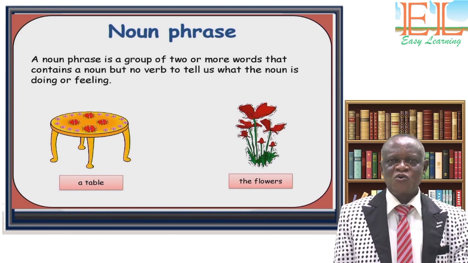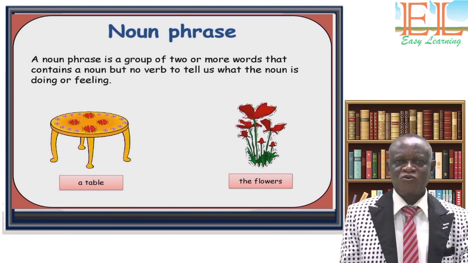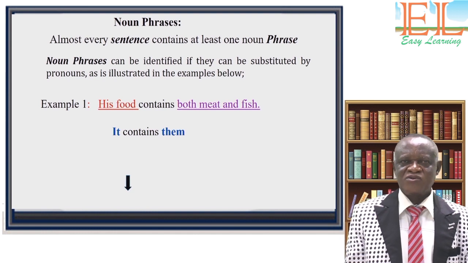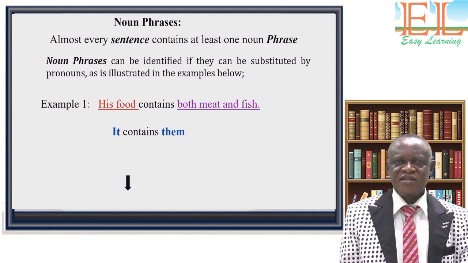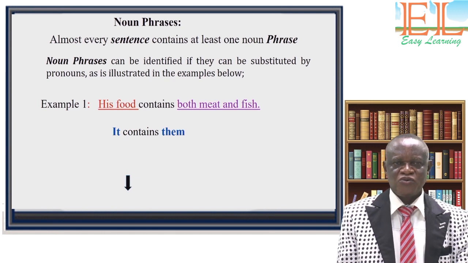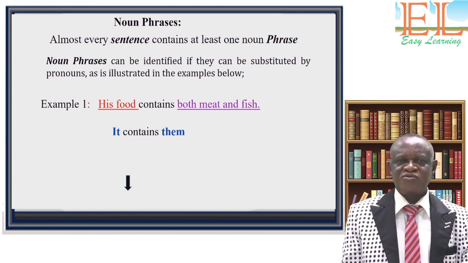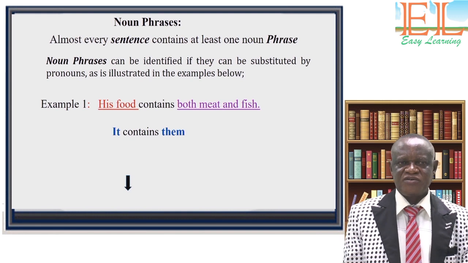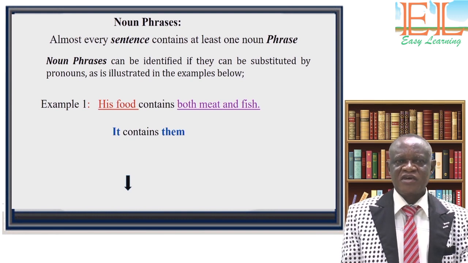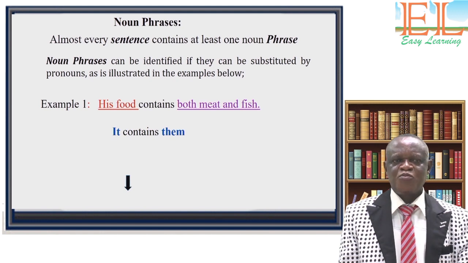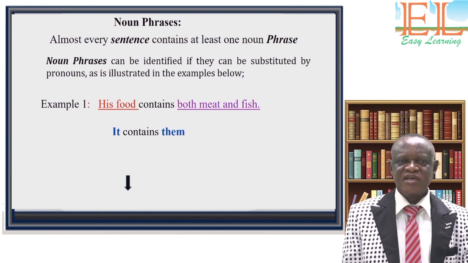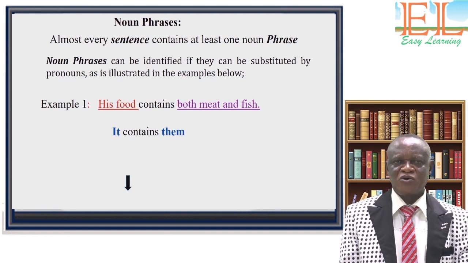If you decide to construct a sentence right now, you will realize that your sentence will at all costs contain a noun phrase or two. So, almost every sentence contains at least one noun phrase. Noun phrases can be identified if they can be substituted by pronouns, as illustrated in the examples below.